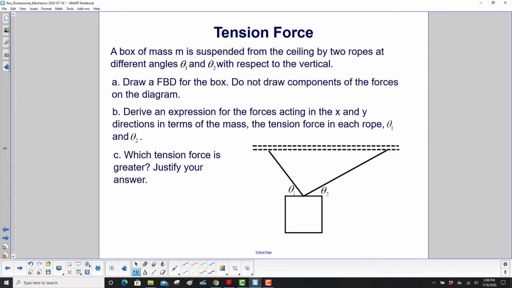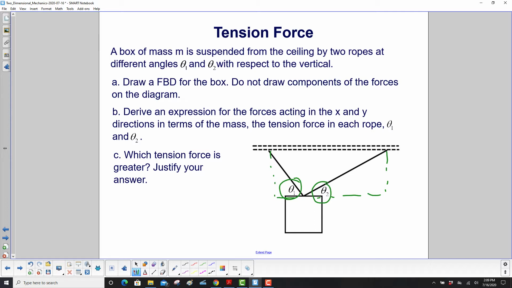A box of mass M is suspended from the ceiling by two ropes at different angles, θ1 and θ2, with respect to the vertical. So that's where the angles are. Draw a free body diagram for the box. Do not draw components of the forces on the diagram.